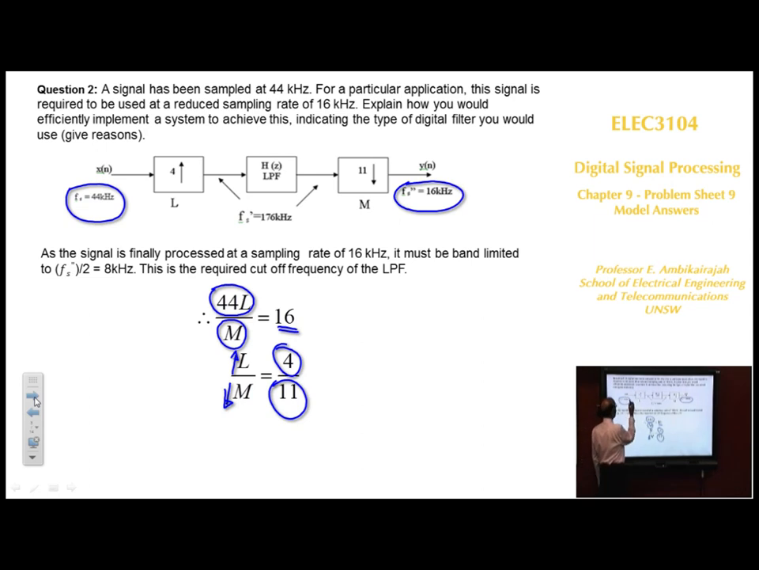So you take the signal at 44 kilohertz and upsample by 4, it will become 176. So this filter will be operating at 176 kilohertz, and then you downsample by 11, and that will give you 16 kilohertz. That's exactly what you're going to do. And the bandwidth of this filter depends on the sampling. This is 16 kilohertz, so you must have a 3 dB bandwidth of 8 kilohertz, half the sampling rate. So 8 kilohertz is required for the cutoff frequency of the low pass filter. So that's another example.